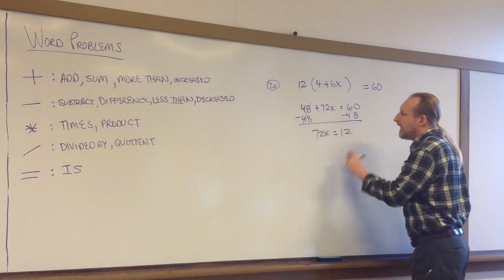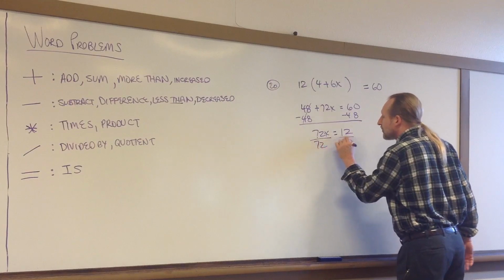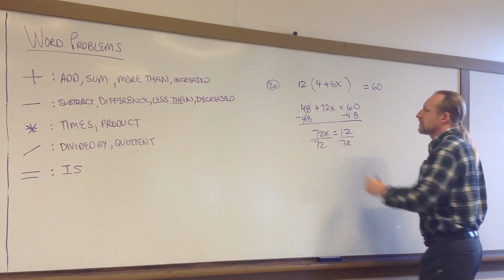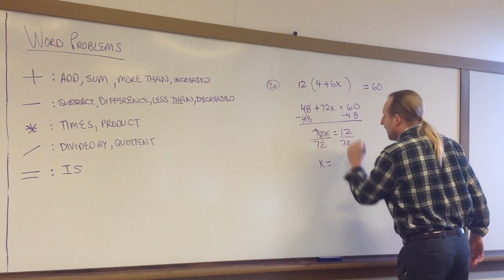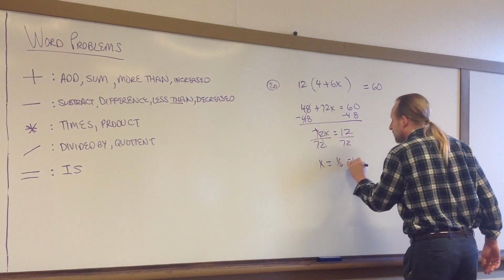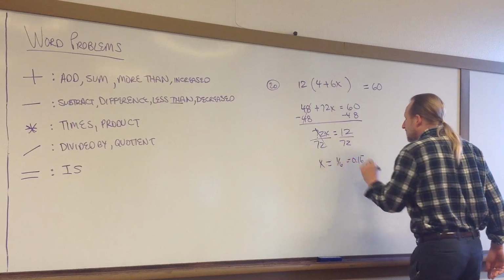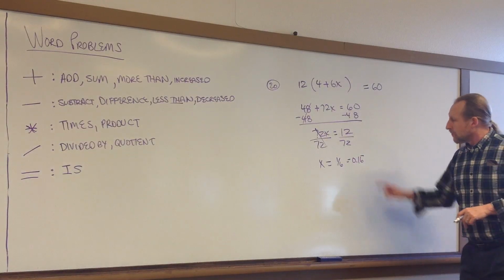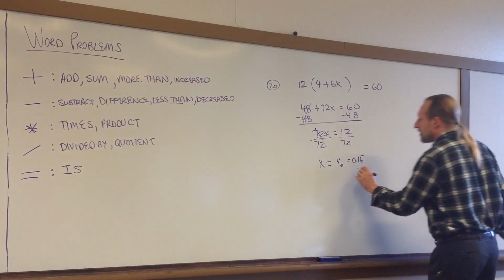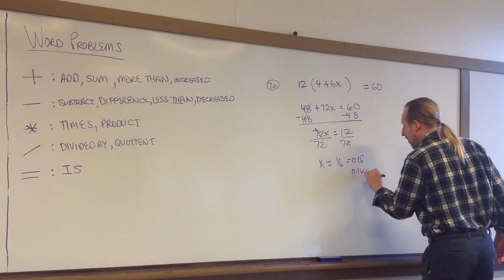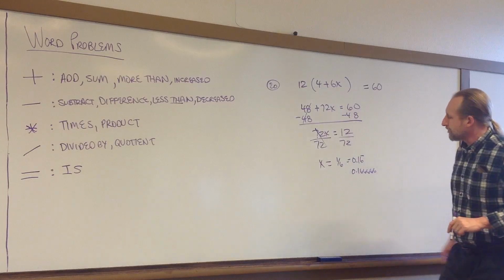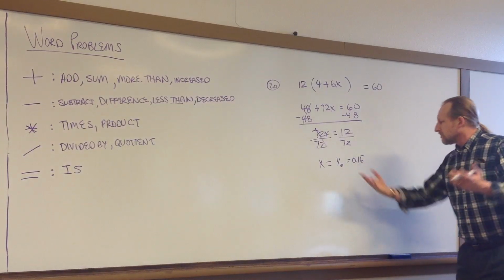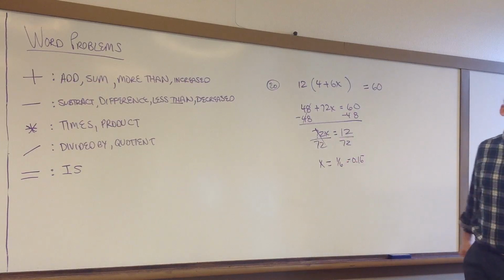You have to get the x by itself, and so you have to divide by whatever is in front of the x. So here, x is going to be 1/6. If you just do 12 divided by 72 on your calculator, you'll get 0.16 repeating, with just the 6 repeating, not the 1, like that, okay? Which is equivalent to 1/6. Either way, both of these answers are correct.